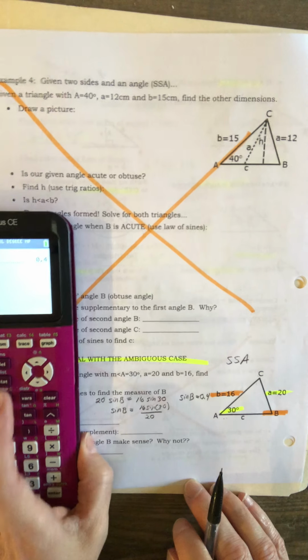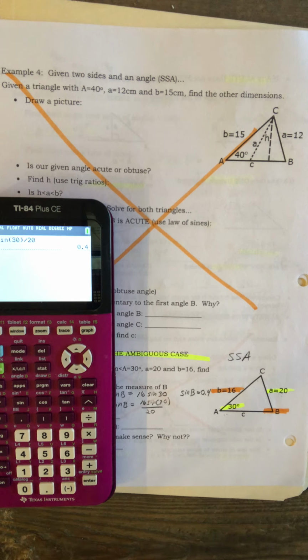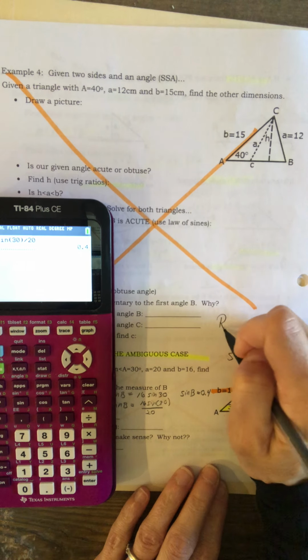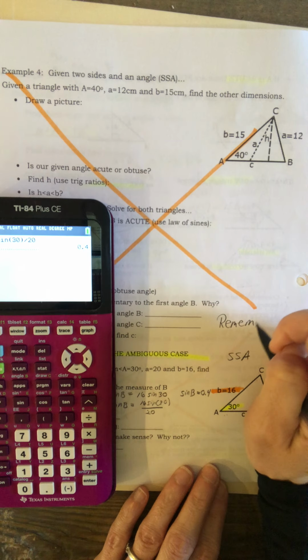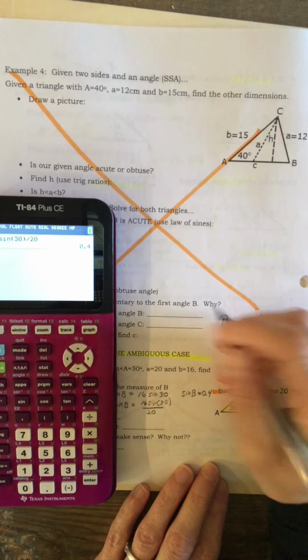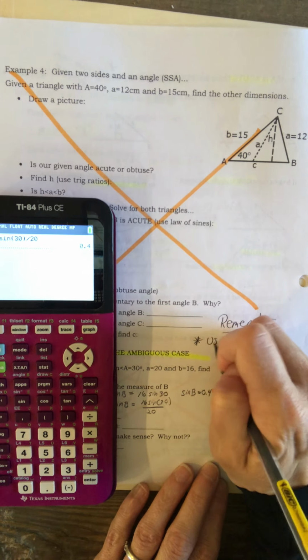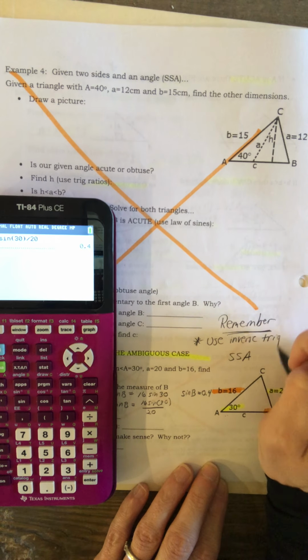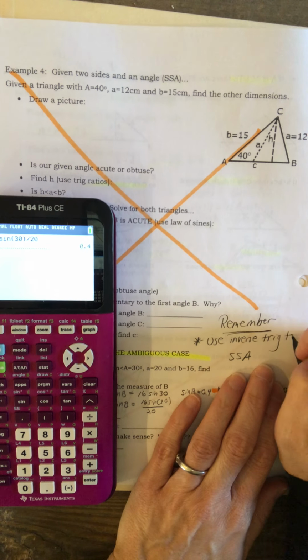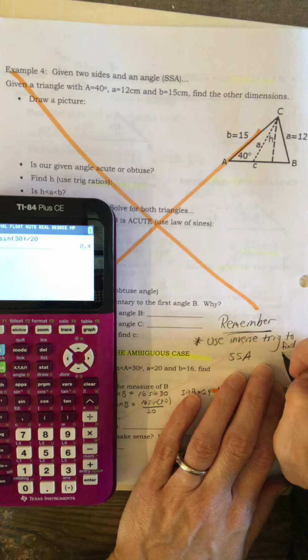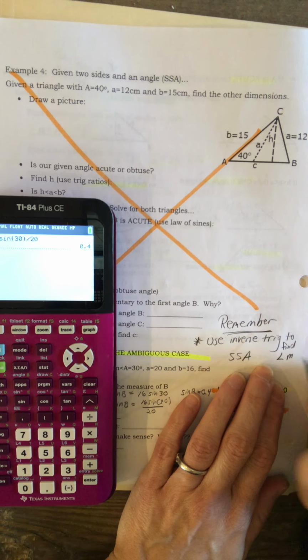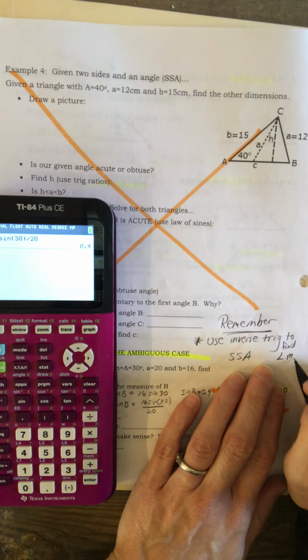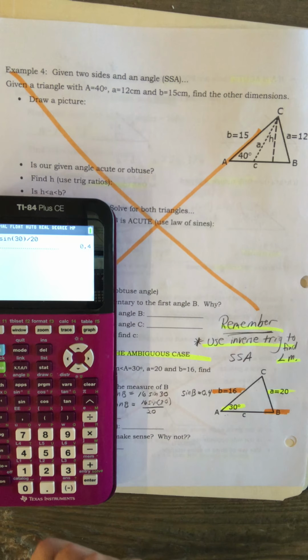So how do we find the angle measurement? When we want to find angle measurements, we need to use our inverse trig functions. So let's remember: we use inverse trig to find angles. Angle measures. All right, guys, use inverse trig to find angle measures. That's what we need to remember.